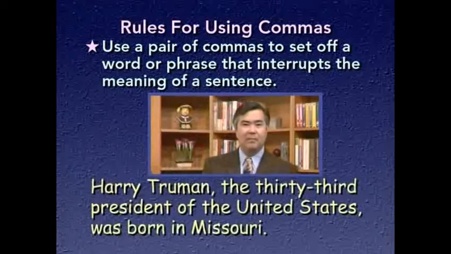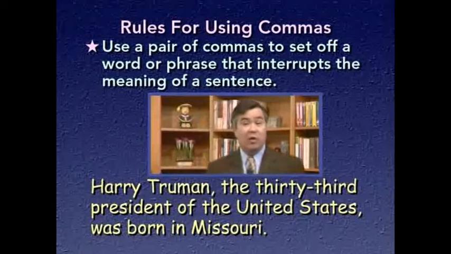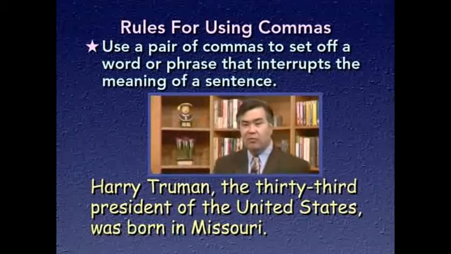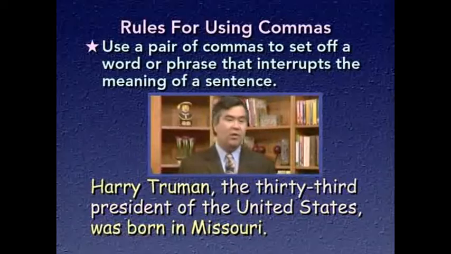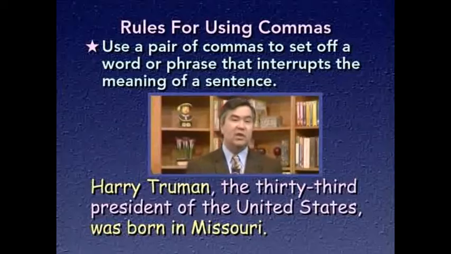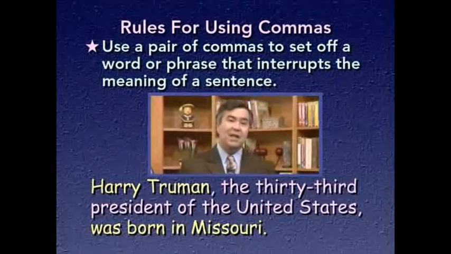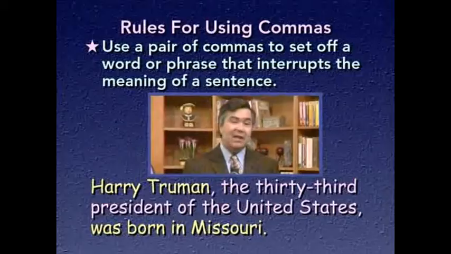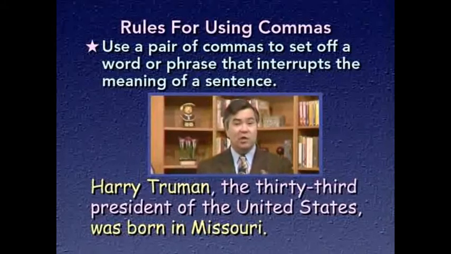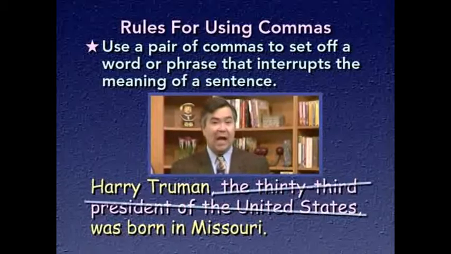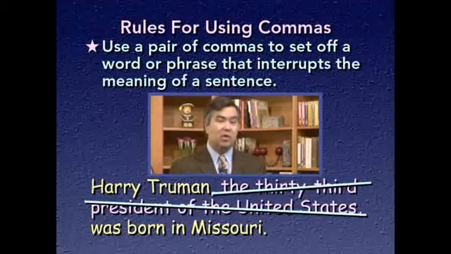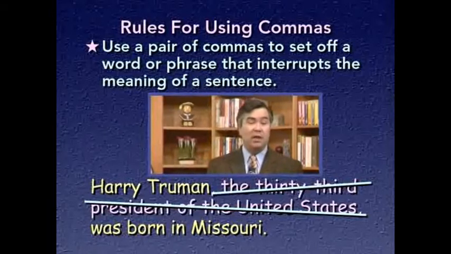Here's an example. Harry Truman, the 33rd President of the United States, was born in Missouri. Now we have a group of words in the middle of the sentence here, the 33rd President of the United States. That tells a little bit more about Harry Truman. It's an interesting and important fact. But notice that it interrupts the main flow of the sentence. We can tell this because if we eliminate those words altogether, what is left still makes sense and still has the same meaning. Harry Truman was born in Missouri. We understand exactly what's being said. This person, this man named Harry Truman, was born in Missouri.